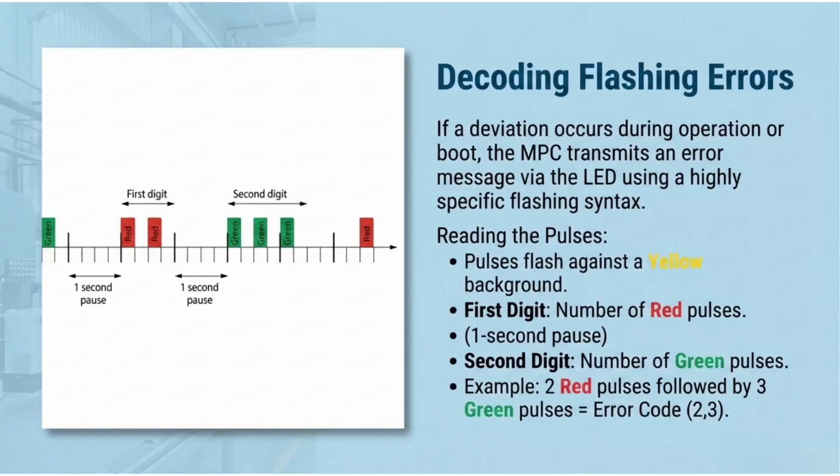If an error occurs during operation, the MPC communicates via its LED indicator using a highly specific flashing syntax. Pulses flash against a yellow background. The first digit is the number of red pulses, followed by a 1-second pause. The second digit is the number of green pulses. For example, 2 red pulses followed by 3 green pulses translates to error code 2-3.